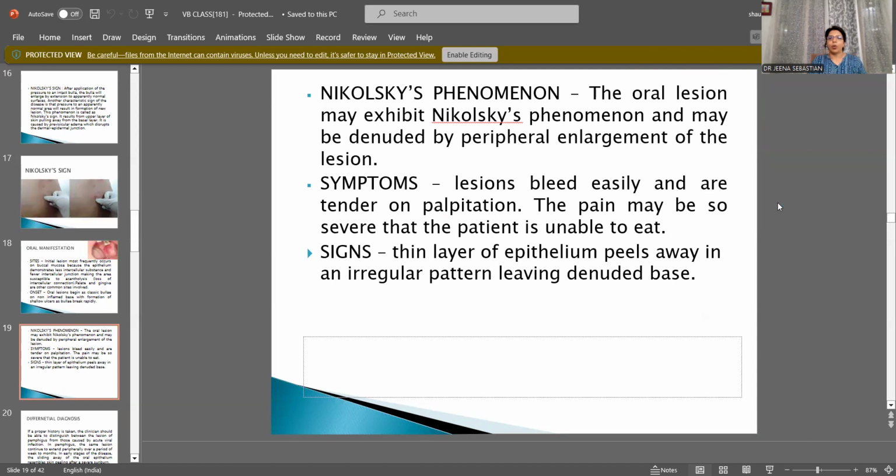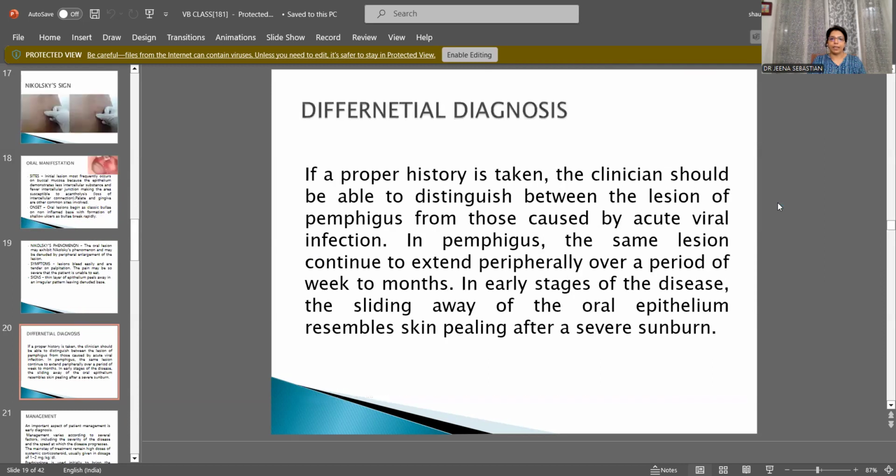Nikolsky's phenomenon: the oral lesion may exhibit Nikolsky's phenomenon and may be denuded by peripheral enlargement of the lesion. The lesions bleed easily and are tender on palpation. The pain may be so severe that the patient is unable to eat. The thin layer of epithelium peels away in an irregular pattern, leaving the denuded base.